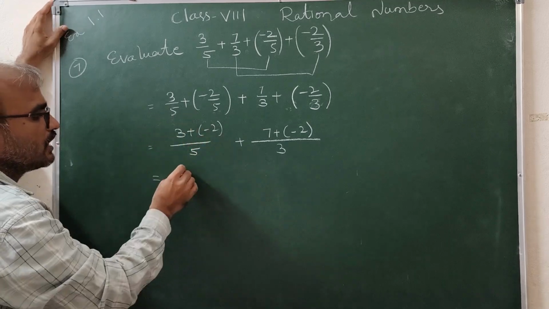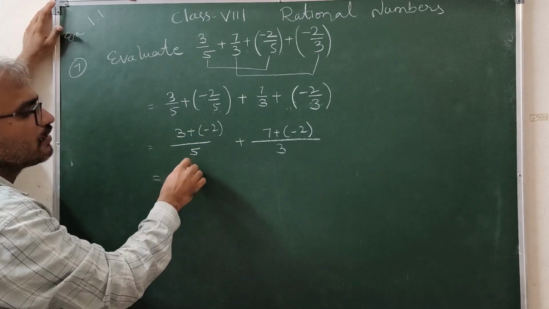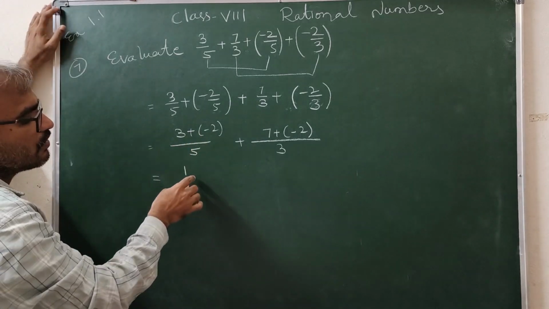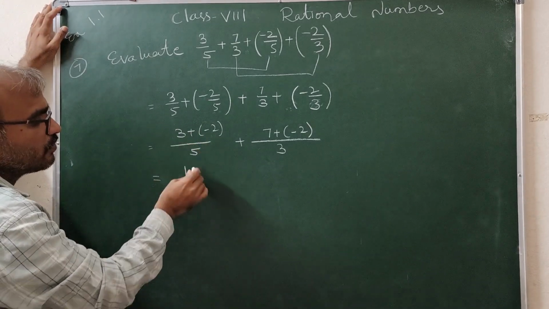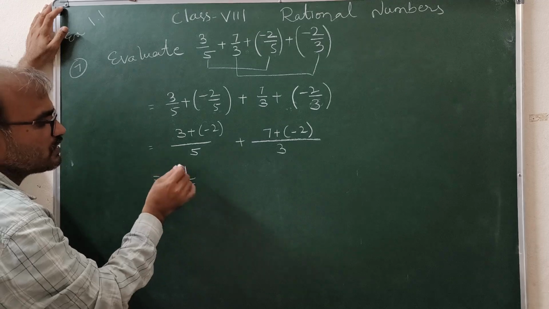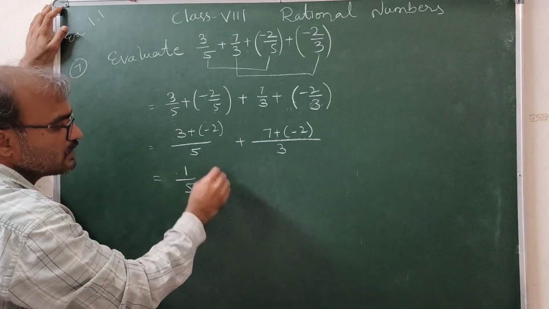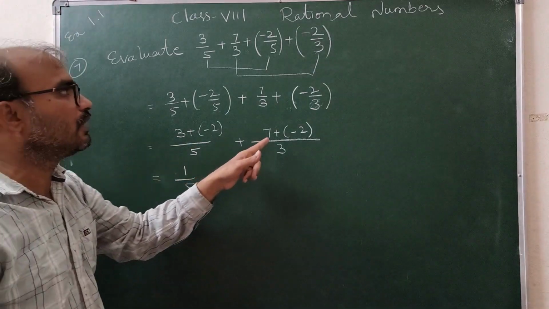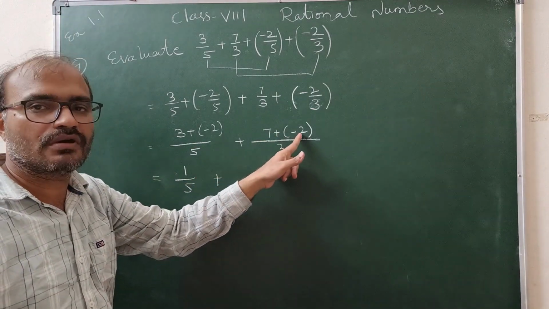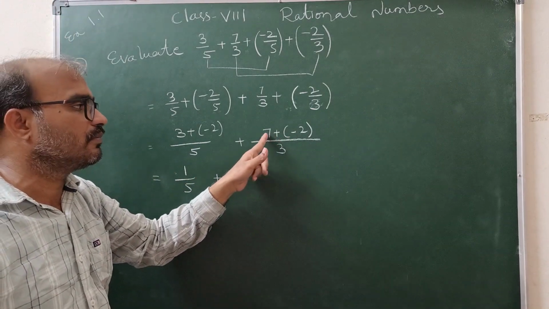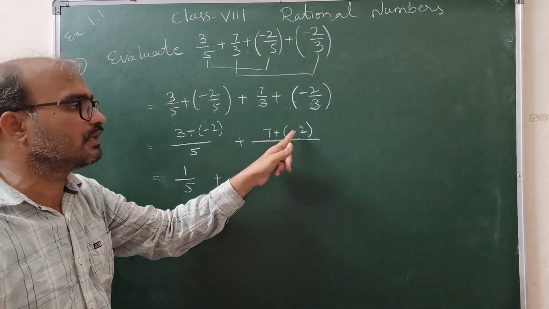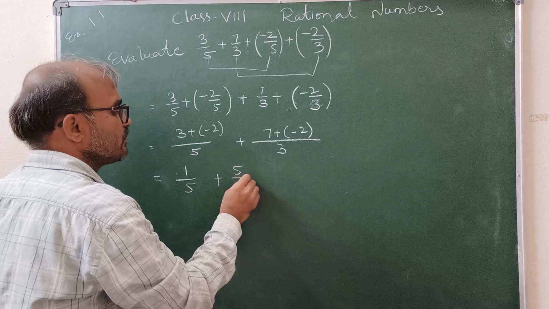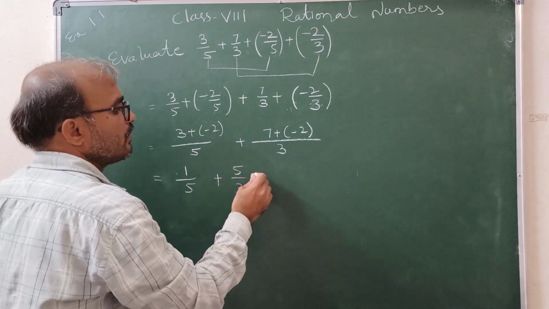Together, 1 rupee will remain with you after clearing this borrow. As you have 3 rupees, you can clear the 2 rupees borrow. There will be 1 rupee remaining with you. So that is plus 1. Write this plus as it is. Now 7 plus minus 2. Again, you have 7 rupees and a borrow of 2 rupees. From the 7 you have, if you clear the borrow of 2 rupees, you will remain with 5 rupees. Right?